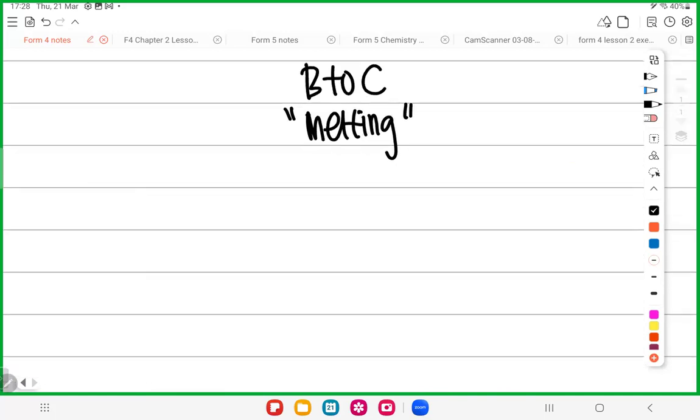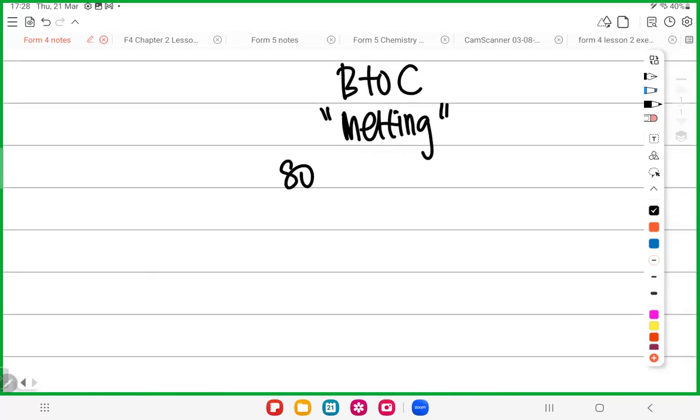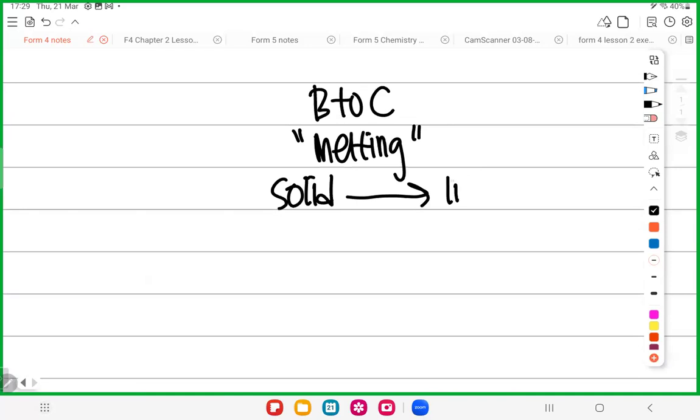So guys, melting process. What we want to do is change solid all the way to become liquid. That is what we want to do. So what happened during this melting process? We need to know what is happening here.